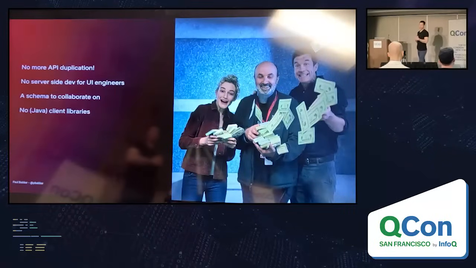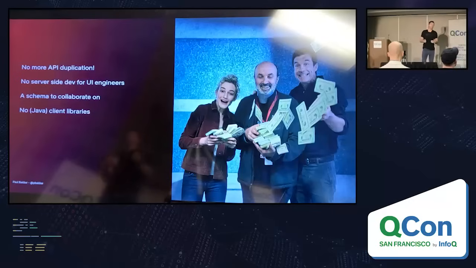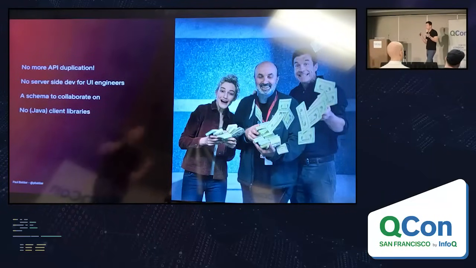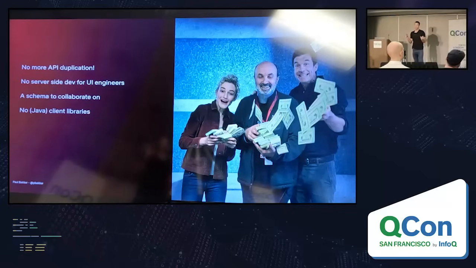Now, how does it change our story here? First of all, we don't have any API duplication anymore. We don't need a backend for front end anymore because GraphQL as an API is flexible enough because of field selection that we don't really need to create those device-specific APIs anymore. That also means we don't have server-side development for UI engineers anymore. That's great. But we do get a schema to collaborate on, and that's kind of a big deal, because now we have closed the gap between UI developers and backend engineers, because now they can collaborate on a schema and figure out, okay, what data do we need in what format.